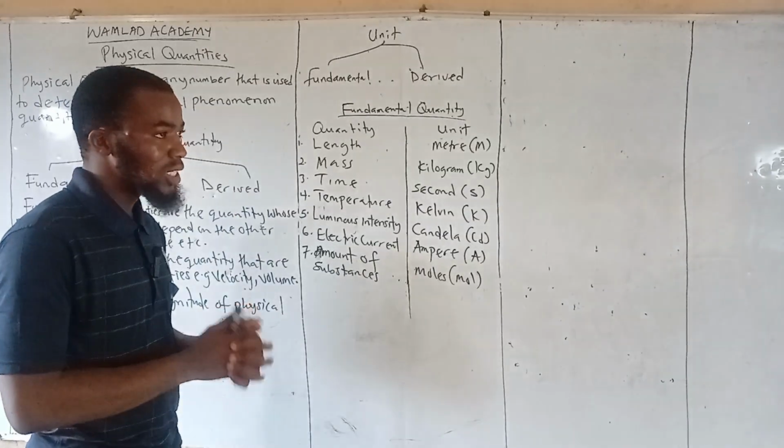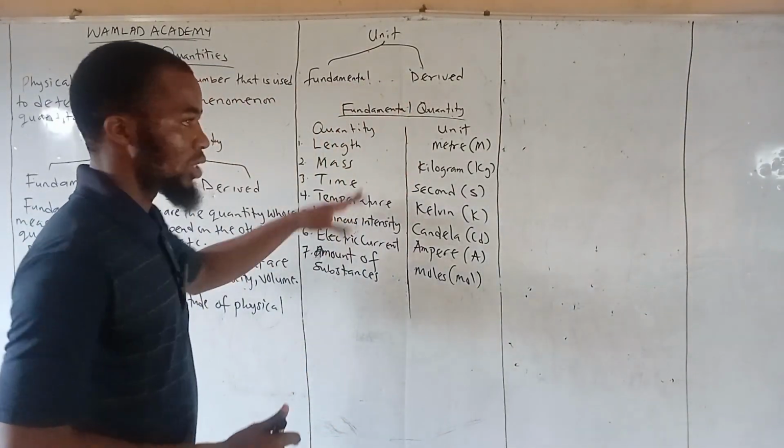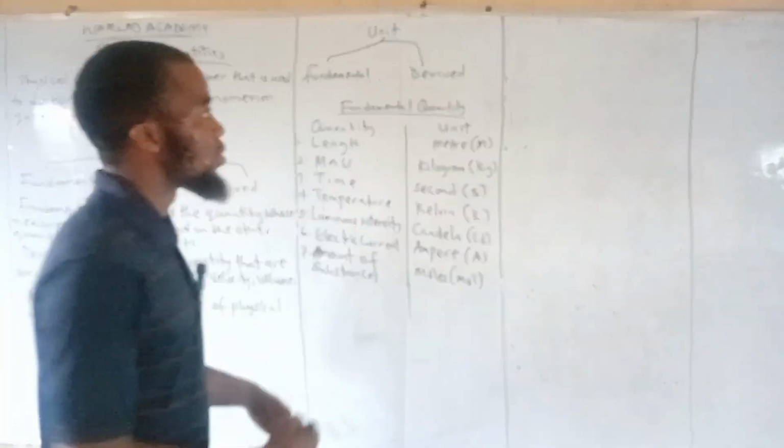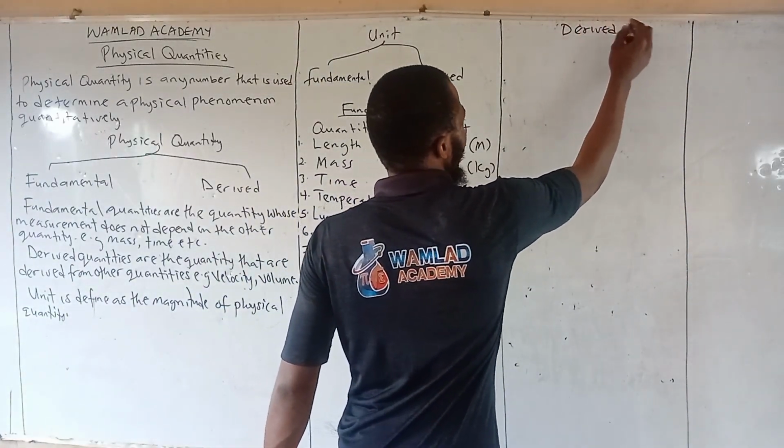So let's now discuss derived quantities. Derived quantities, like I said earlier, are derived from these fundamental quantities. For example, we have, let's say, derived quantity.